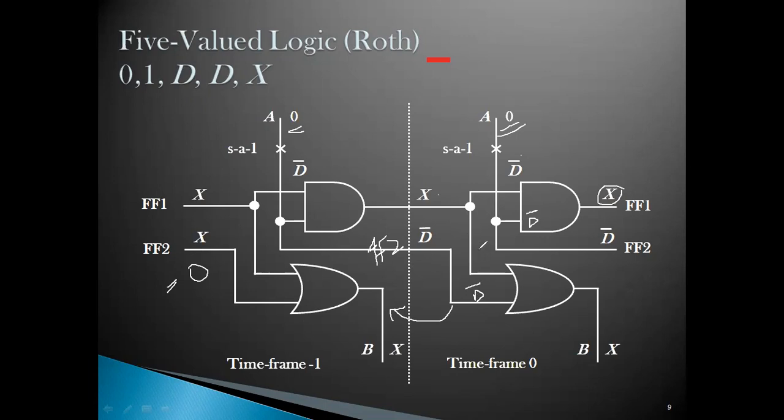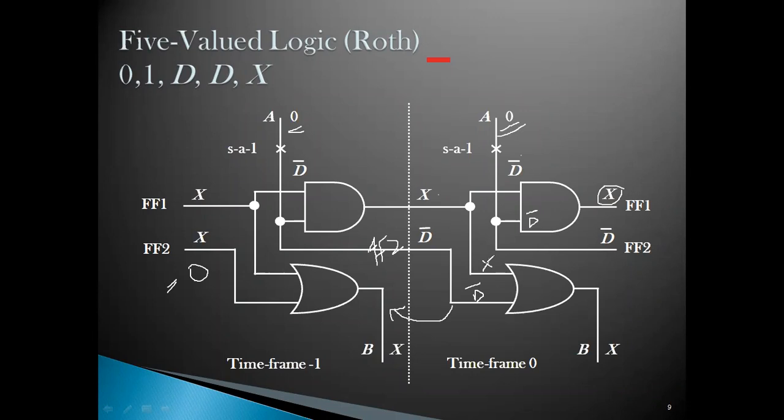So एक पे D bar, एक पे X. Again आपके जो OR gate है, I am not getting any of the controlling input in terms of 0 and 1, and hence this shows my 5 valued logic. It fails in case of the time frame expansion method.